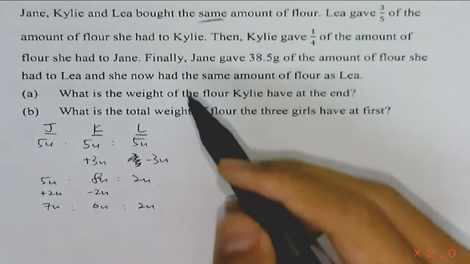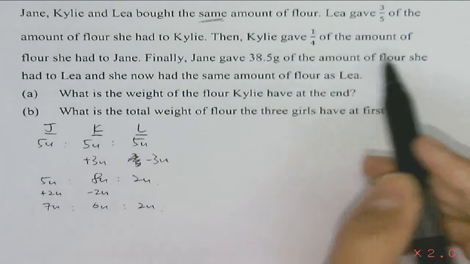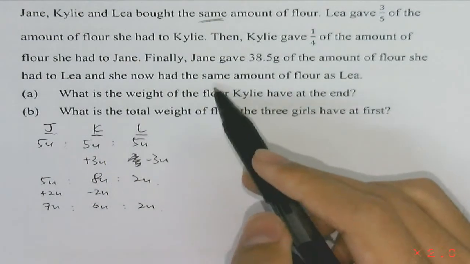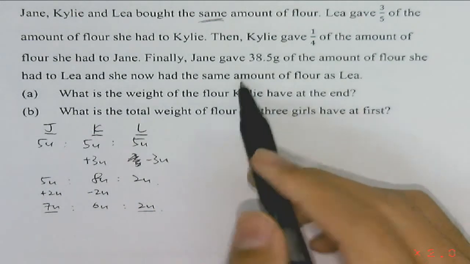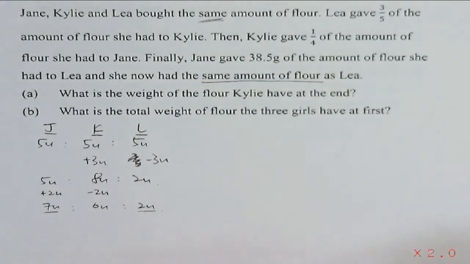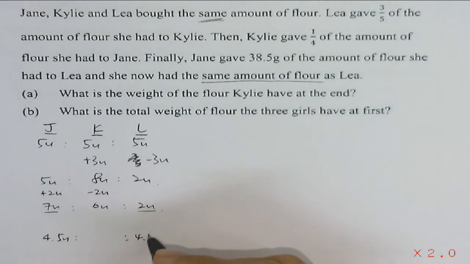Finally, Jane gave 38.5 grams of the flour she had to Lee, and she now had the same amount of flour as Lee. So Jane started with 7 units and Lee with 2 units. In total, they have 9 units. So if they ended up having the same amount of flour, then that will be half of 9. So they must end up having 4.5 units each. And Kylie still has 6 units.